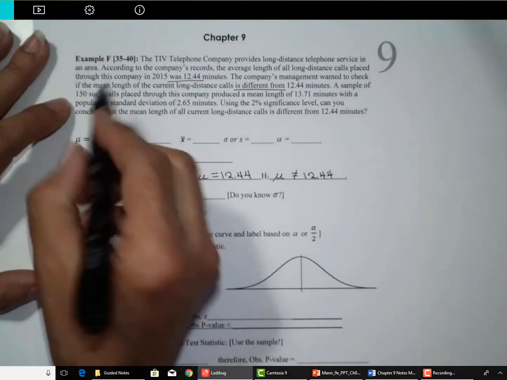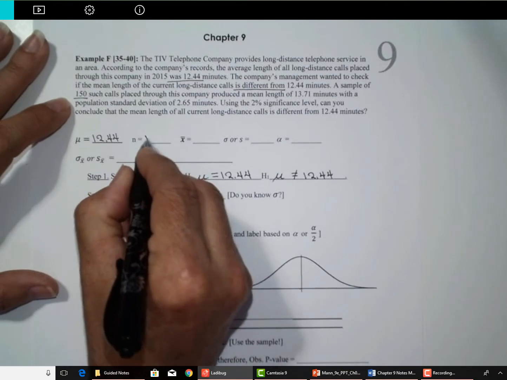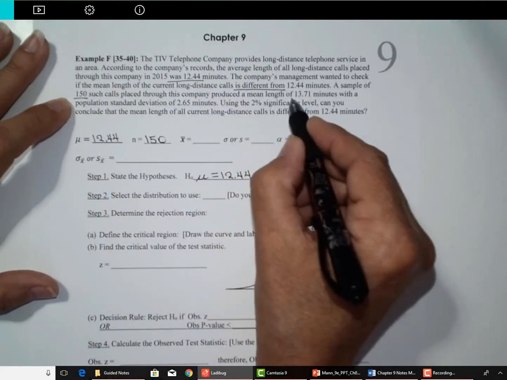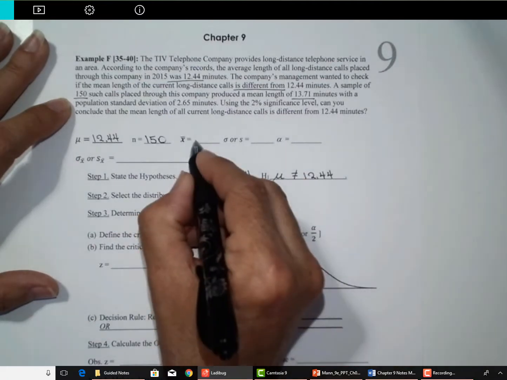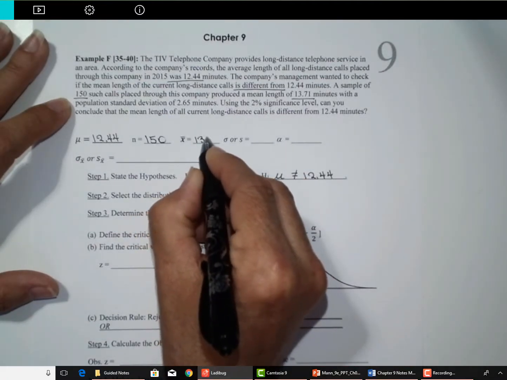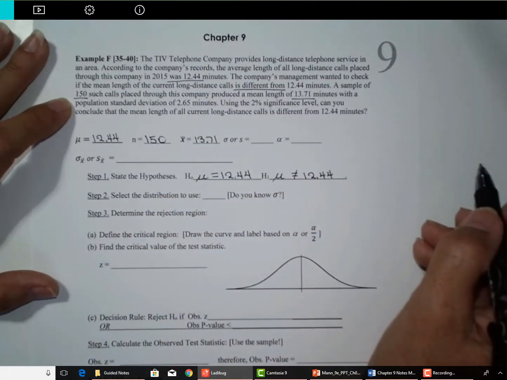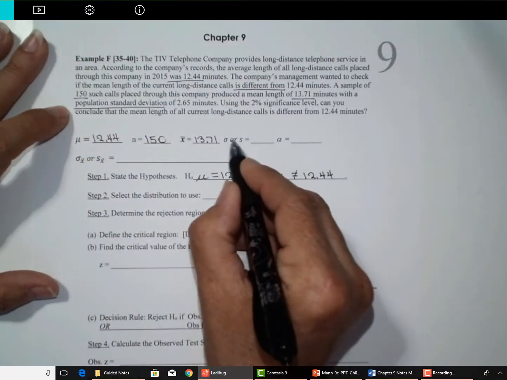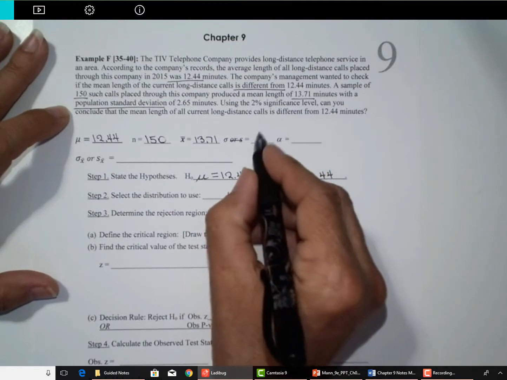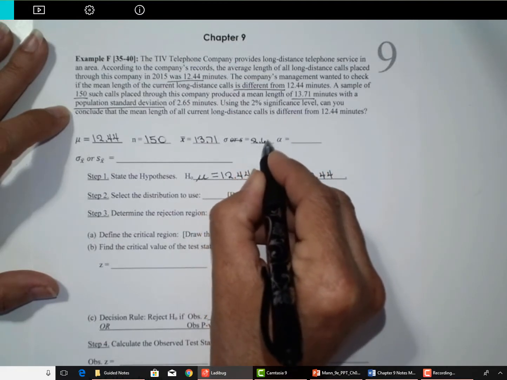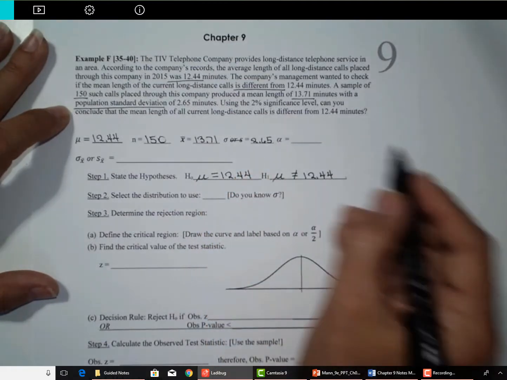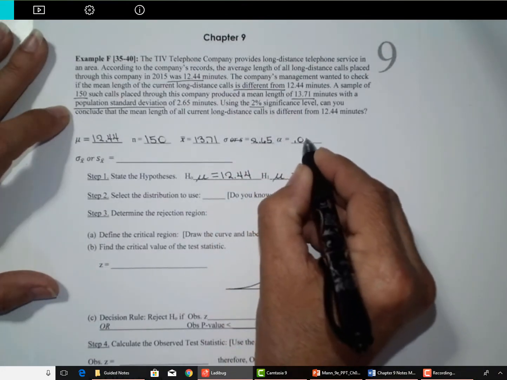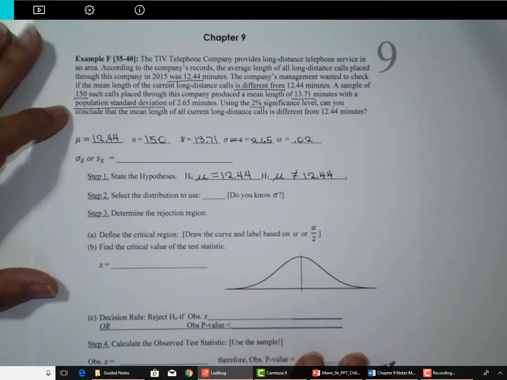Now they took a sample of 150, and this sample had a mean length of 13.71 minutes. That's our X-bar, our sample mean. The population standard deviation is given to us, so we don't need the sample standard deviation. We have a population one, which is much better. It's 2.65 minutes, and they want a 2% significance level. Well, we know we have to represent that as a decimal, so it's 0.02.